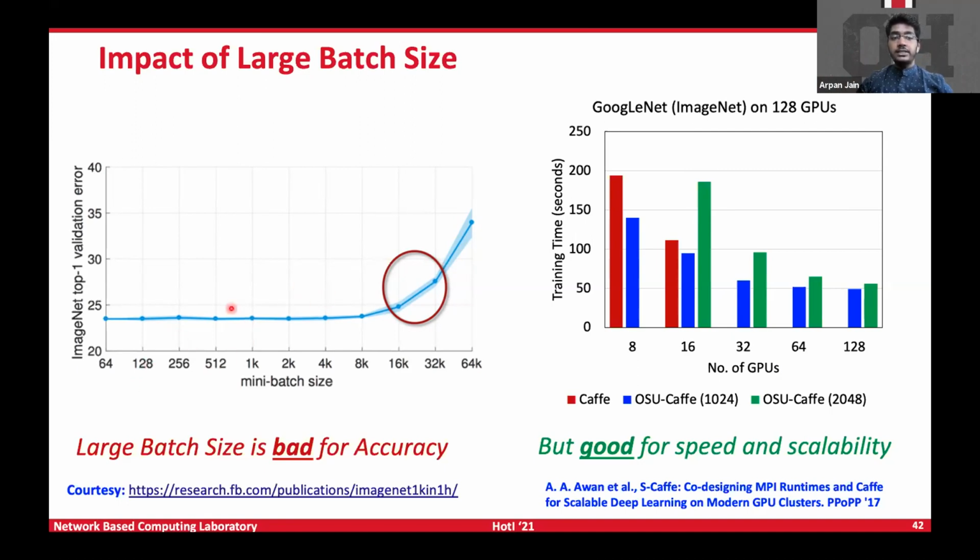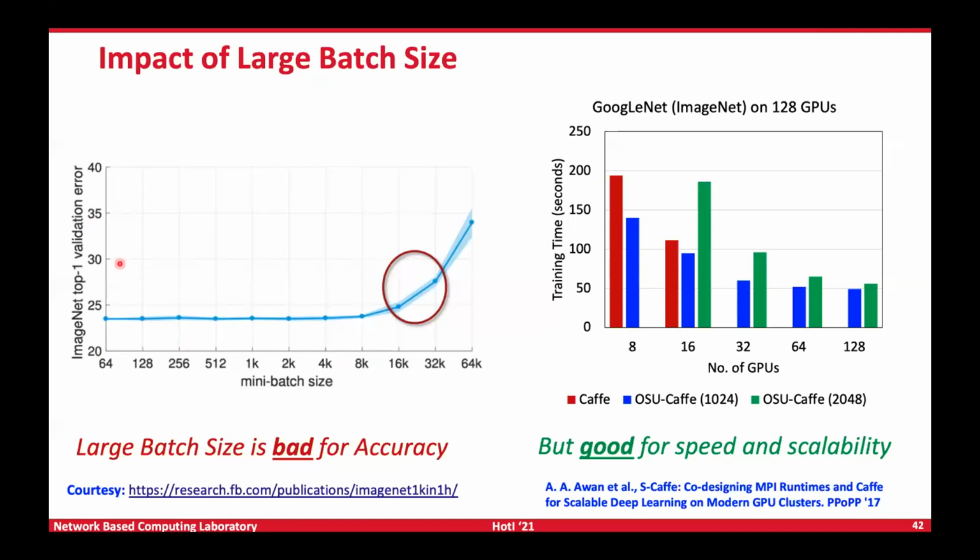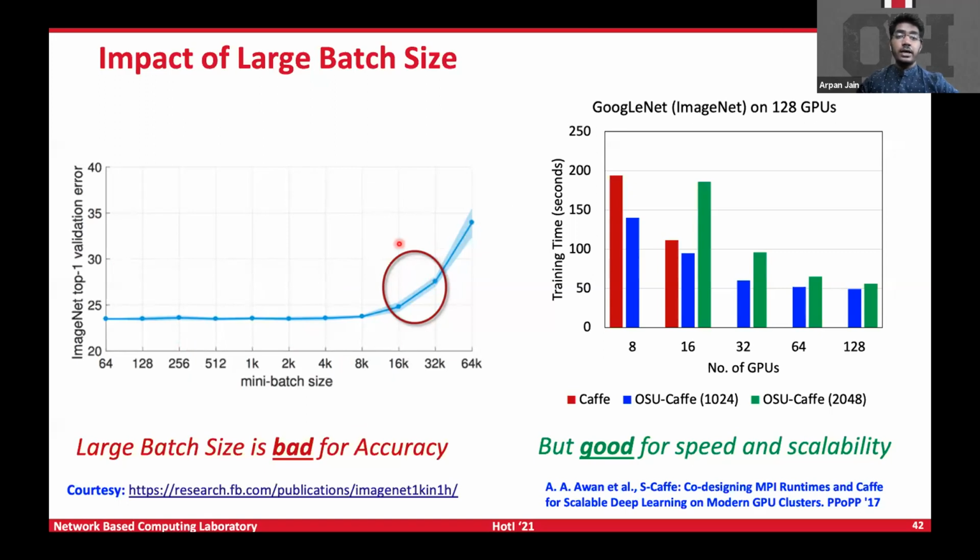This is a study by the Facebook folks where they studied the effect of batch size on the overall validation error. As you can see, till the 8K batch size, there is no effect on the validation error. But if you go beyond 16K or 32K, then we are seeing the validation error increasing. In other words, the performance of the model is decreasing. So a lot of effort is going into this direction to solve this problem so that we can train the model with larger batch sizes. This is a bit older study, but it conveys the message.